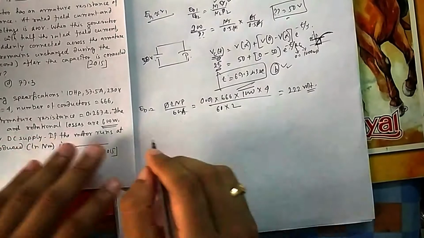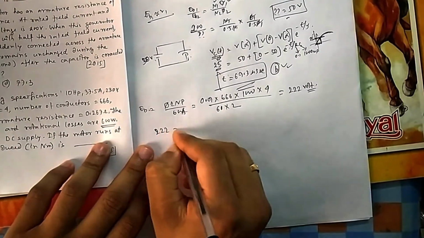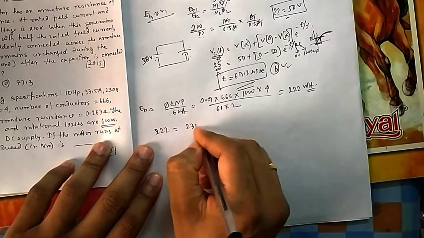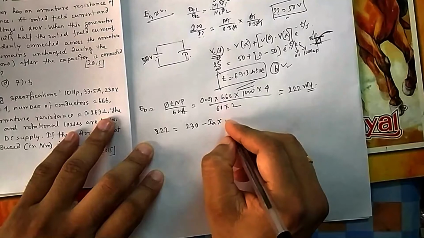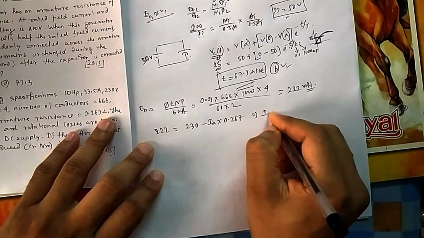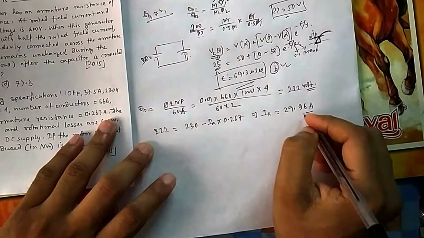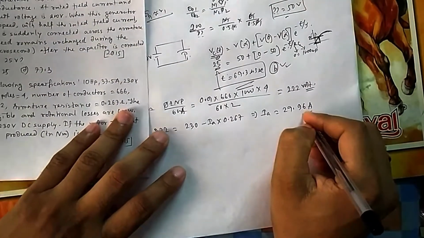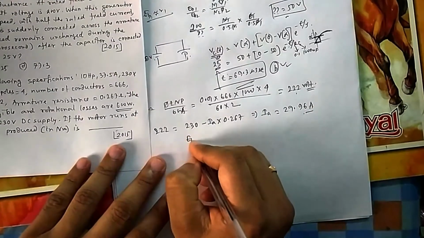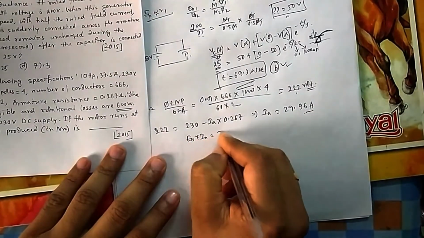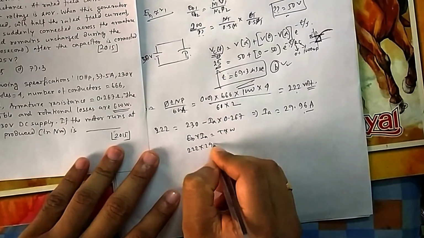So once you know this voltage, you know the supply voltage also. That is, 222 is equal to supply voltage, 230, minus Ia into Ra, which they have also given. You can calculate your Ia. If you solve it, your Ia will be equal to 29.96 ampere. So once you know Ia, once you know Eb, you know speed also, so you can apply Eb into Ia is equal to torque into speed. From that you can calculate torque, 222 into 29.96.